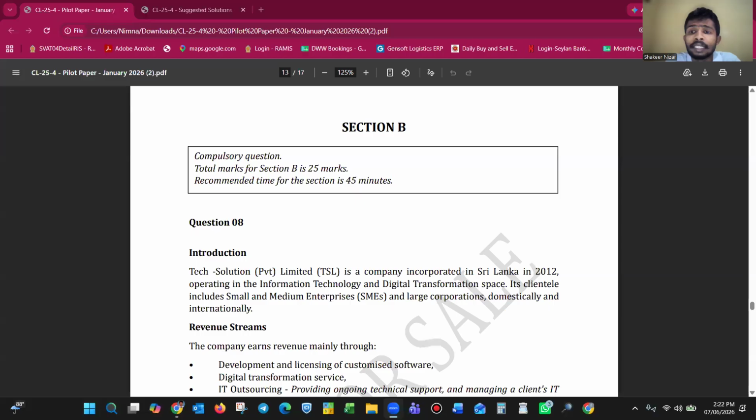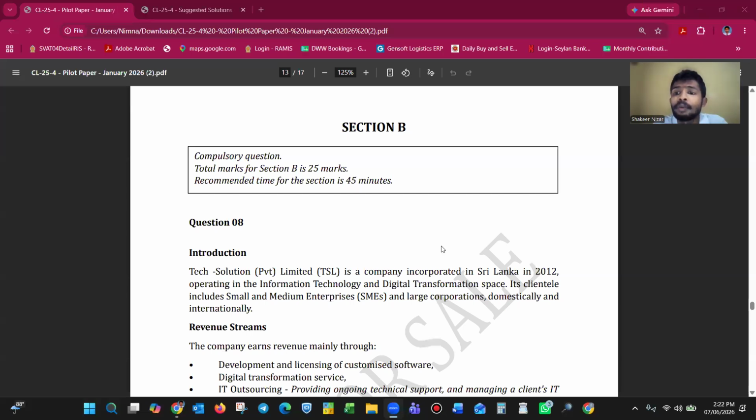I would say this is a pilot paper, because we don't have many papers in terms of the syllabus. This is the first batch going for that exam. So let me start with question number 8. That is for 25 marks, a definite question out of 45.